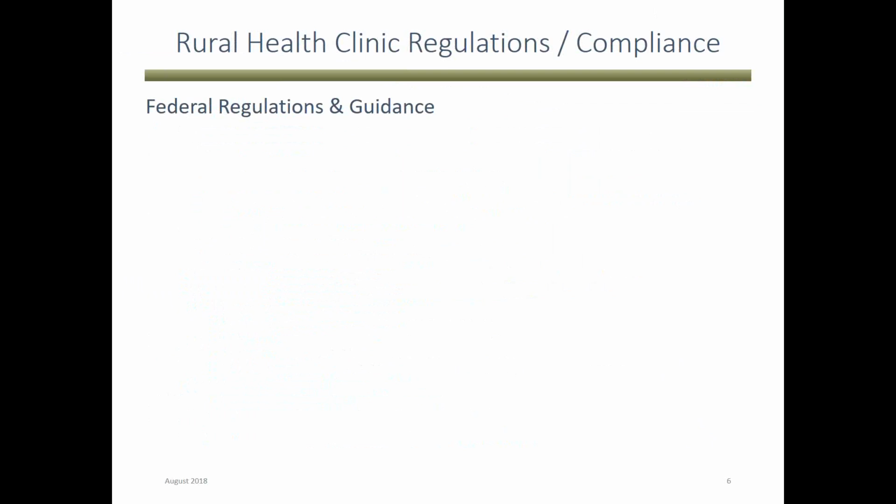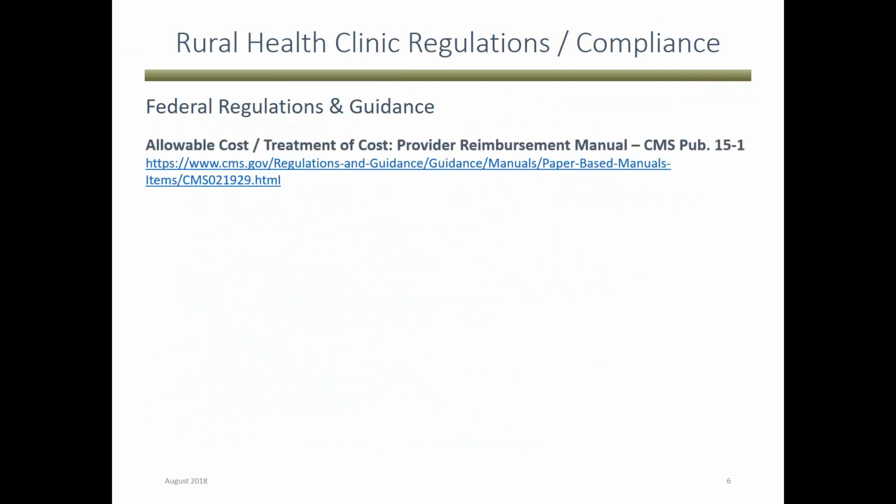Federal regulations and guidance. So we'll start with these one by one. The first is allowable cost and the treatment of cost. So for a rural health clinic, all rural health clinics are governed overall by the Medicare regulations. So those relating to allowable costs, the treatment of cost in various reports are listed in the Provider Reimbursement Manual, and that is CMS Publication 15.1. On your screen, you see a link to a web-based point of access for that particular publication.